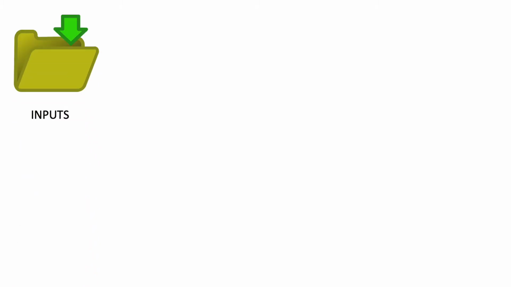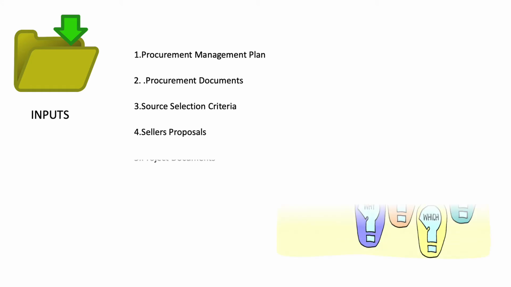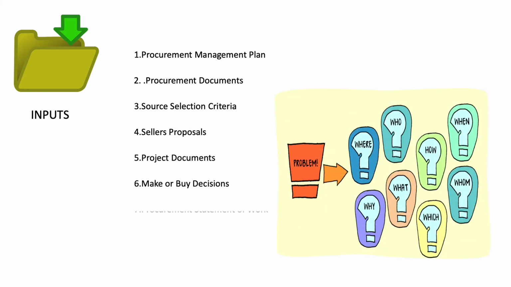Now, let's take a look into inputs, tools and technology and outputs of conduct procurement management. Inputs consist of procurement management plan, procurement documents, source selection criteria, sellers proposals, project documents, make or buy decisions, procurement statement of work, organizational process assets.